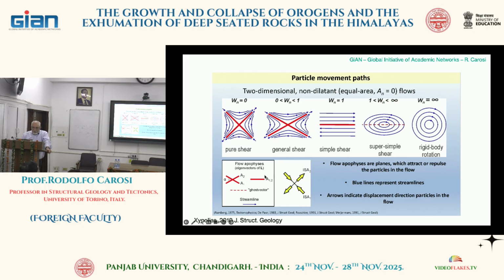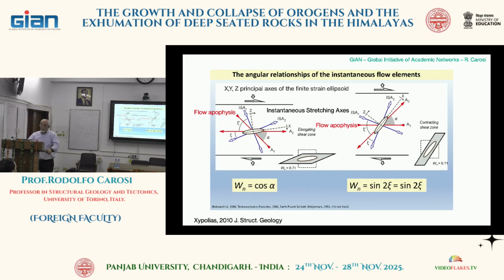Okay, so in a flow, you have apophyses of the flow and the instantaneous stretching axes. The apophyses are the straight lines followed by the particles when they move during the deformation, and the instantaneous stretching axes are the directions where material is extended or shortened instantaneously at each instant of the deformation.